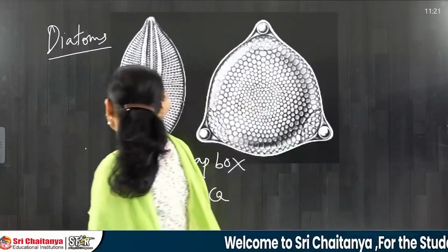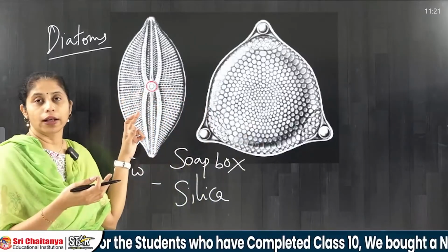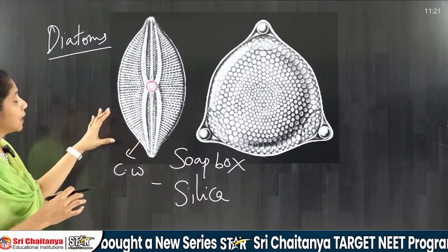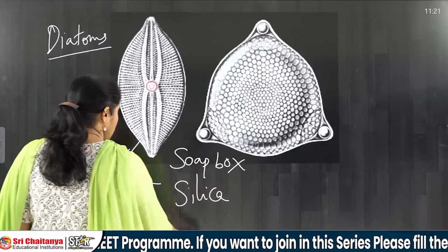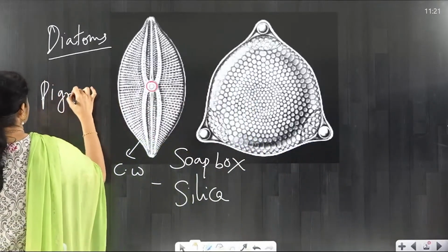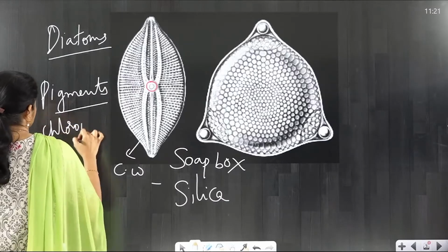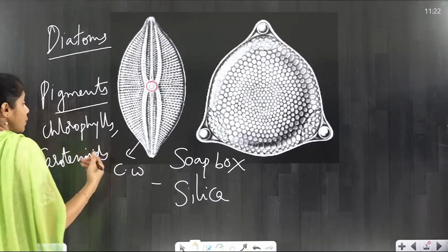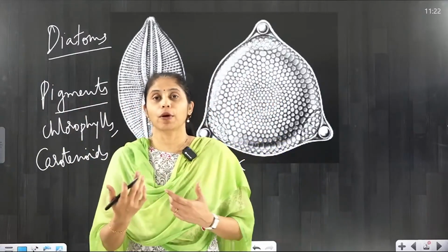And if you open it in the center somewhere here, the nucleus will be there. The nucleus and other membrane bound cell organelles, all of them will be present in these diatoms. Remaining all structures are the same. And as they perform photosynthesis, they have particular pigments also: chlorophylls, xanthophylls, carotenoids. You'll be learning which pigments after coming here. So chlorophylls and carotenoids are the pigments present in them to perform photosynthesis.